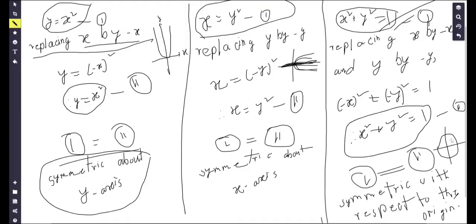And look at the circle, this one. This is the origin, and all-around scenery is the same with respect to the origin. It means the curve of this graph is symmetric with respect to the origin.